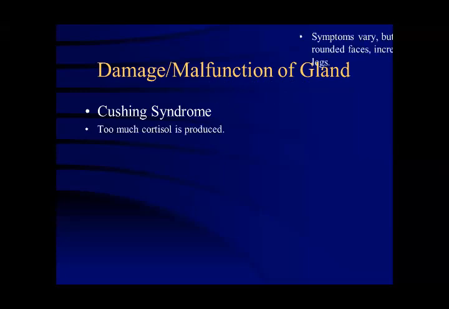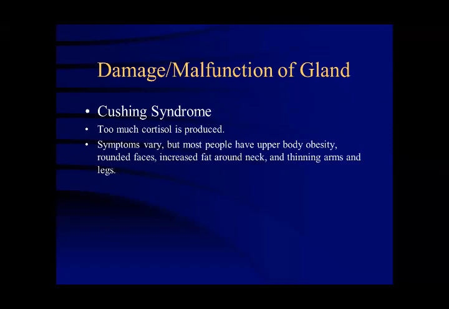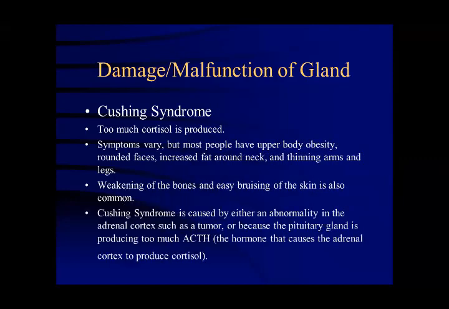Too much cortisol is produced and symptoms vary, but most people have upper body obesity, a round face, increased fat around the neck, and thinning arms and legs. I'll let you know why this happens. Weakening of the bones and easy bruising of the skin are also common. Cushing syndrome is caused by either an abnormality in the adrenal cortex, where the primary cause is a tumor in the adrenal gland, or a secondary cause lying in the pituitary gland, which produces too much ACTH.